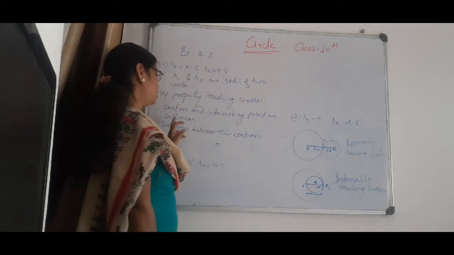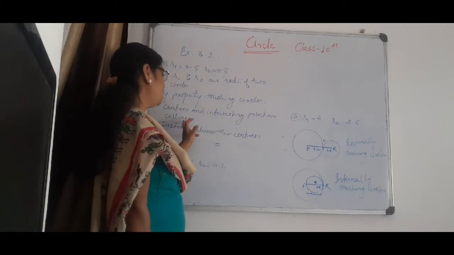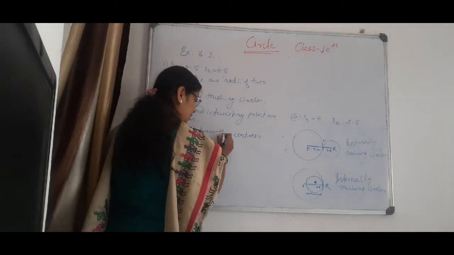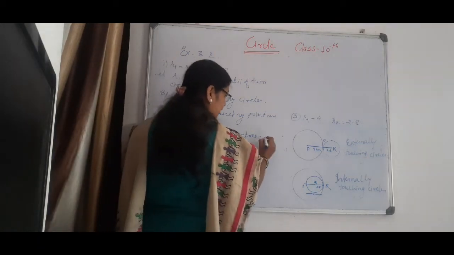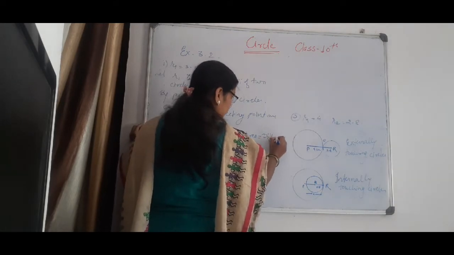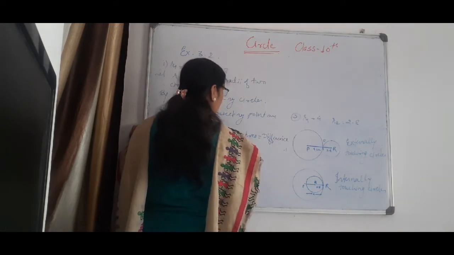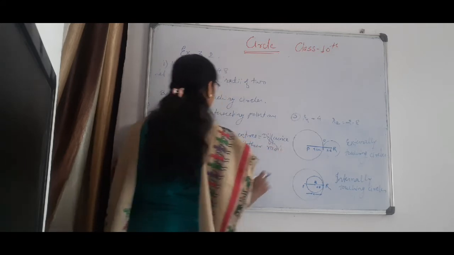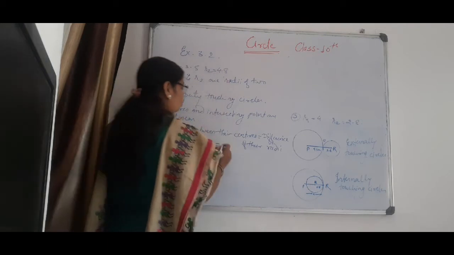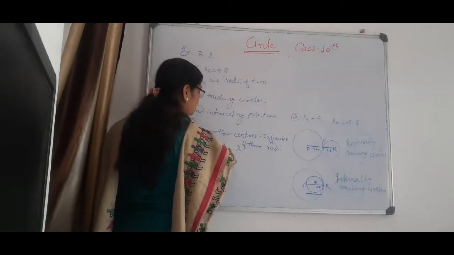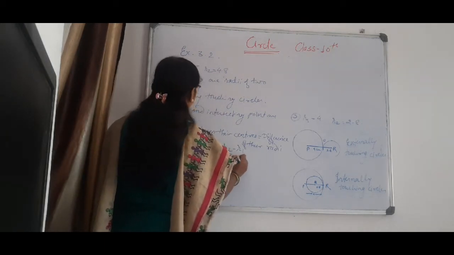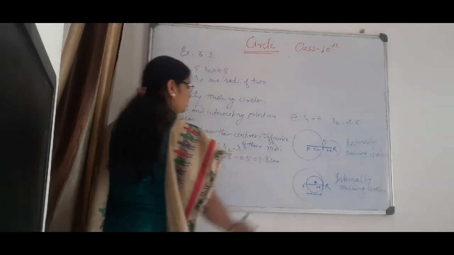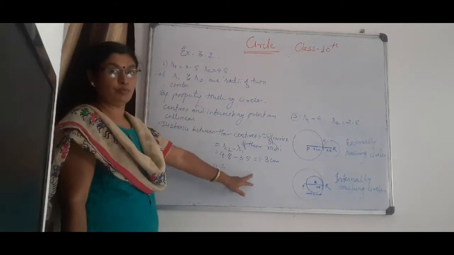By the property of touching circles, the centers and the point of contact are collinear. And the distance between their centers, if the circles touch internally, is equal to the difference of their radii. Now which is the greater radius? R2. So you have to take R2 minus R1, that is 4.8 minus 3.5. What do you get? 1.3 centimeter. The distance between their centers is 1.3 centimeter.